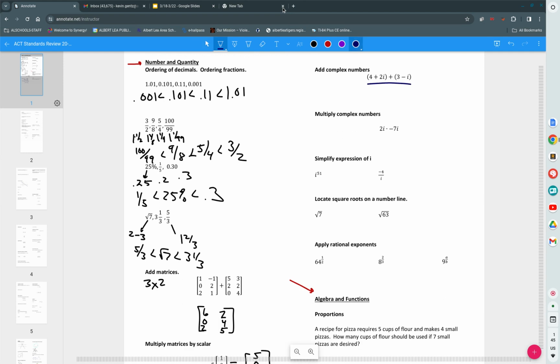complex numbers. You should be able to add them together, like 4 plus 2i plus 3 minus i. Just simply combine your like terms together, we get a 7, and we get a plus i. You should also be able to multiply them. Go ahead and multiply 2i times negative 7i. Check with the person next to you, see what you get.